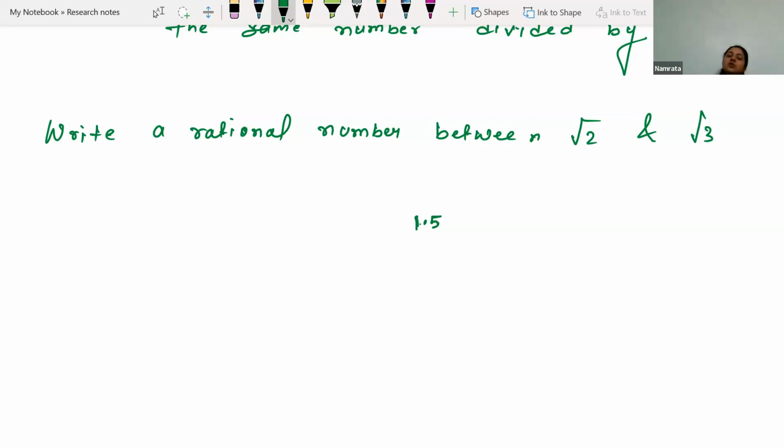We just need to know what is the value of this one. So this one value is 1.41 and this one value is 1.7 something. So in between these two numbers, we can take any number, right? Yes, ma'am. And that's a rational number, so we can take a terminating decimal. We can also take a non-terminating but repeating decimal, which has to be in between these two numbers.